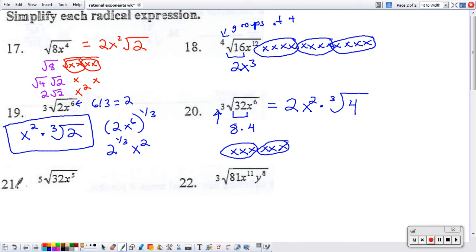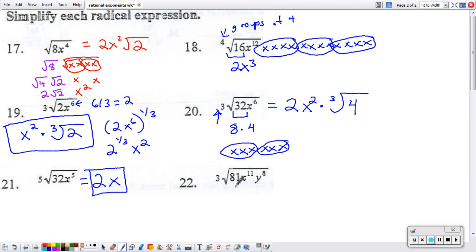Number 21 is asking me for the 5th root of 32x to the 5th. Now, we look at this and we're like, obviously the 5th root of x to the 5th is just x. Obviously, this is a perfect 5th. But we have to remember that 32 is also a perfect 5th. 2 multiplied 5 times will give you 32. So your final answer for number 21 is 2x.